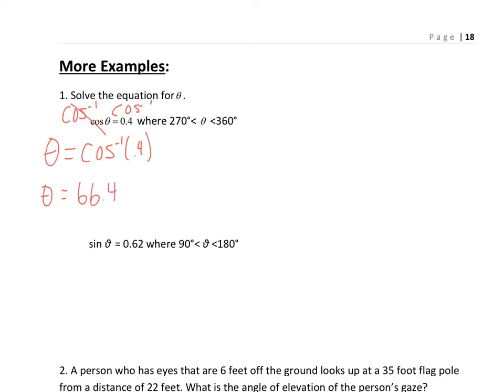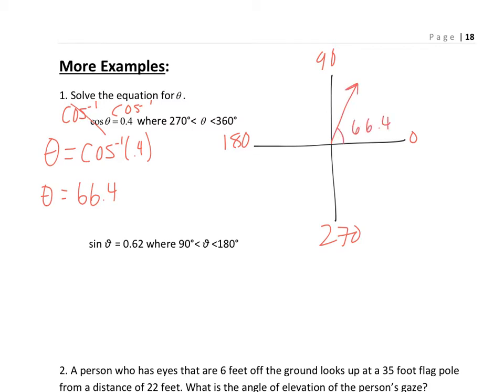All right, so let's start by graphing that one. 66.4 is between 0 and 90. Let me label all these. So this angle is 66.4. So now it says we want to find the angle with that same cosine between 270 and 360. This is also 360. So I'm going to do a mirror image, flip it down, and now this angle was 66.4.